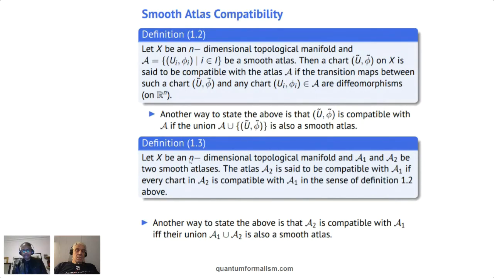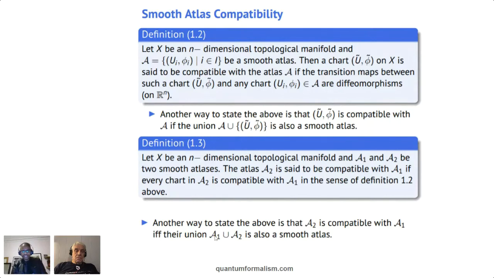And likewise, now you can generalize this. I could have started like this, but I thought it's easier to do it this way so you can see where we are heading. You can generalize this to compatibility between two atlases. Two smooth atlases, A1 and A2, are compatible if every chart in the second atlas A2 is compatible with A1 in the sense of this definition.